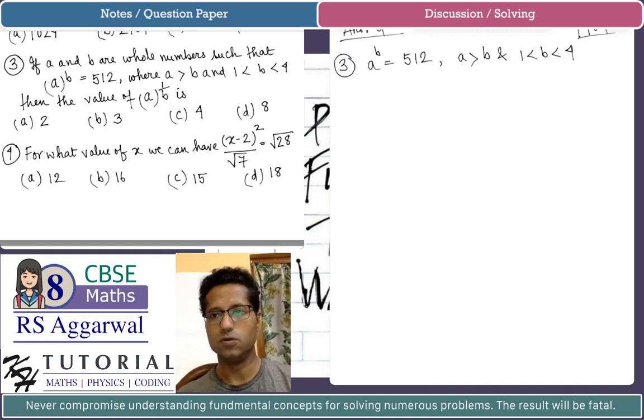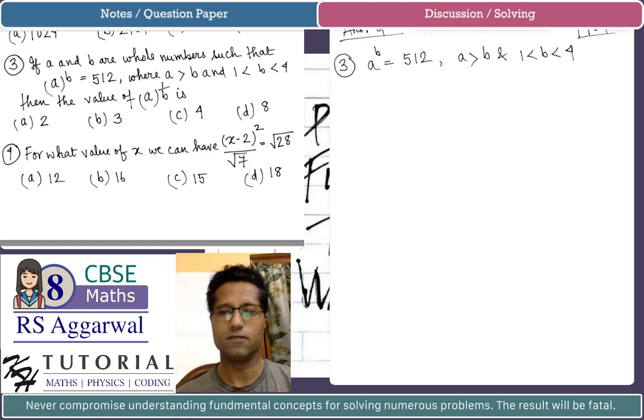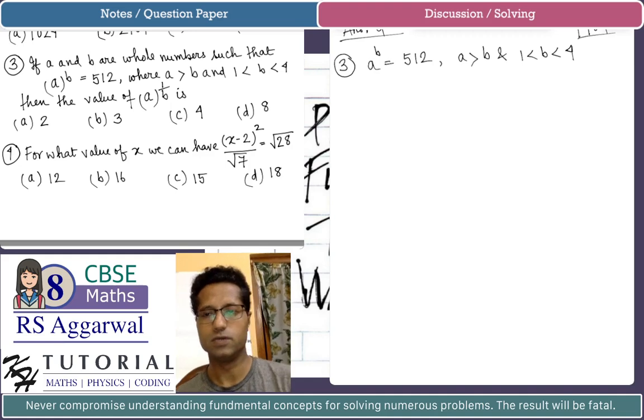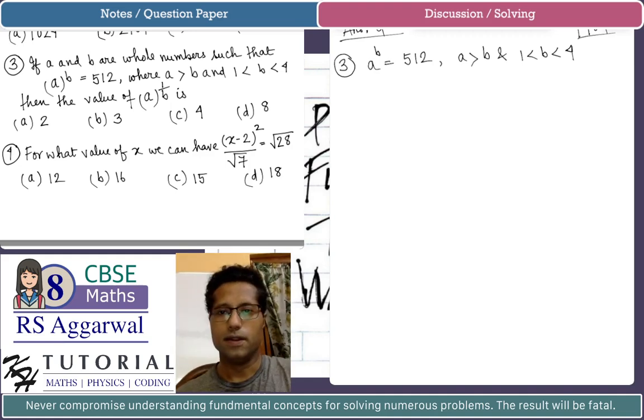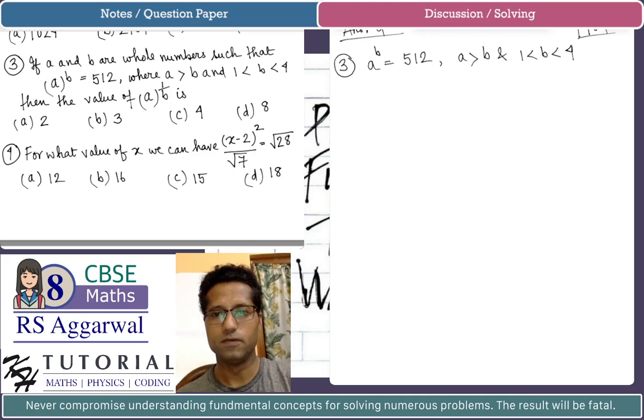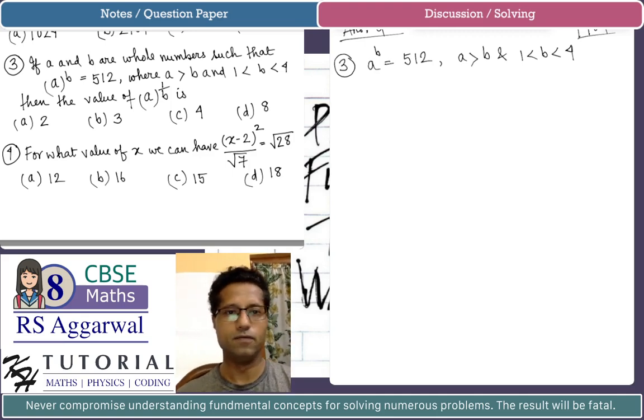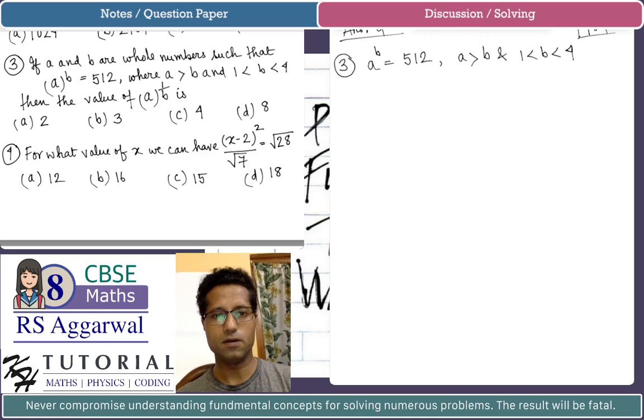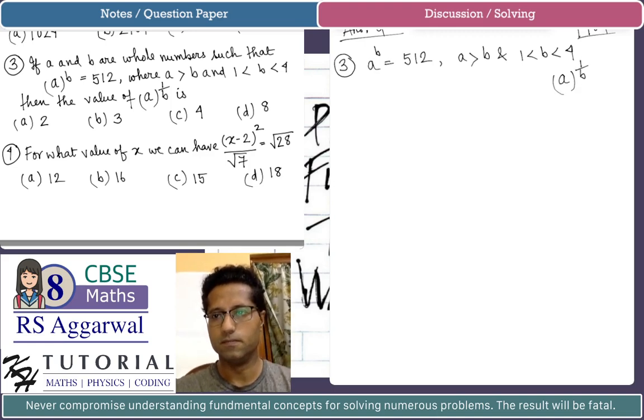But they can also be 0. But since it is given b lies between 1 and 4, it can only be 2 or 3. a to the power b is given to be 512. Then the value of a to the power 1 by b is? So we have to find the value of a to the power 1 by b.